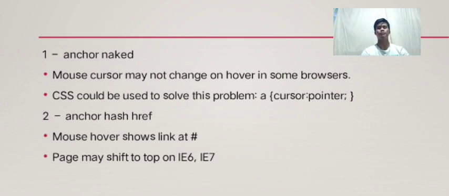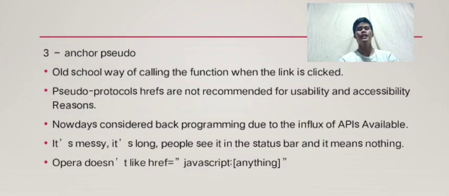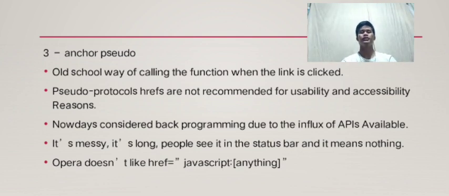Page may shift to the top on IE6 or IE7, which is Internet Explorer 6 or Internet Explorer 7. And the third one is the anchor pseudo. Old school way of calling the function when the link is clicked. Pseudo protocols in hrefs are not recommended for usability and accessibility reasons. Nowadays, considered bad programming due to the influx of APIs available. It is messy, it's long, people see it in the status bar and it means nothing.